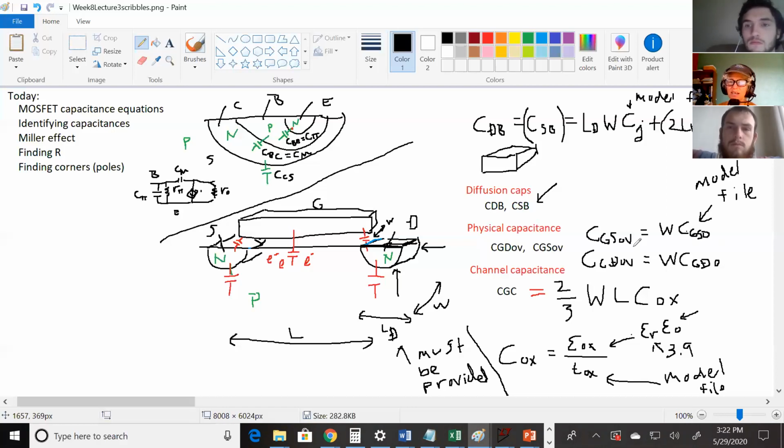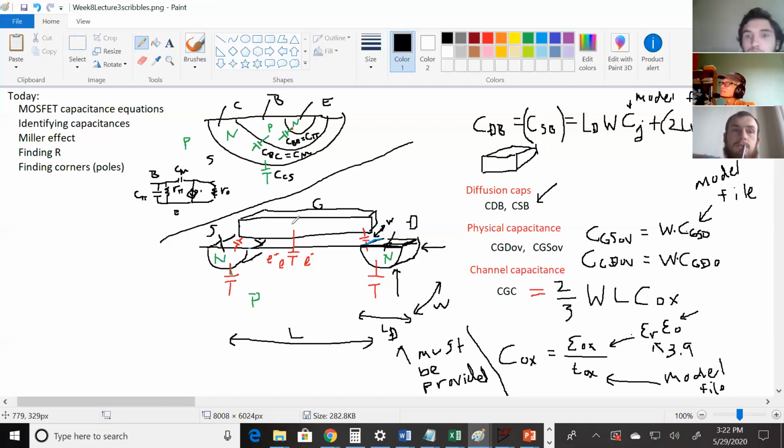Okay. And nothing new on the gate drain overlap. The only difference is that you still use the width of your gate, but now in the model file, you look for a different value. You look at the gate drain overlap value. Okay. So check on the overlap capacitances. Okay. Right. So let's do gate channel.